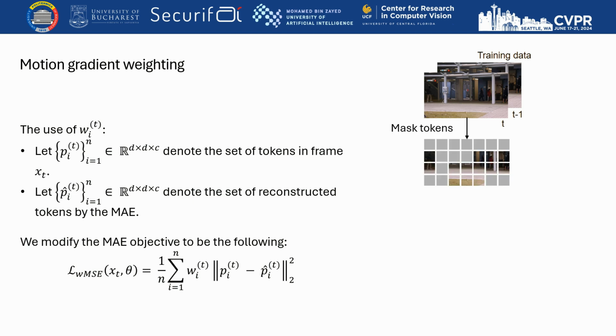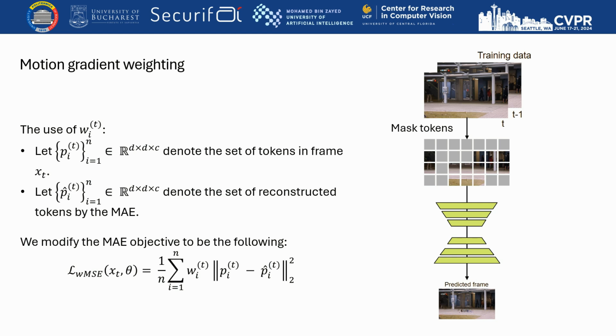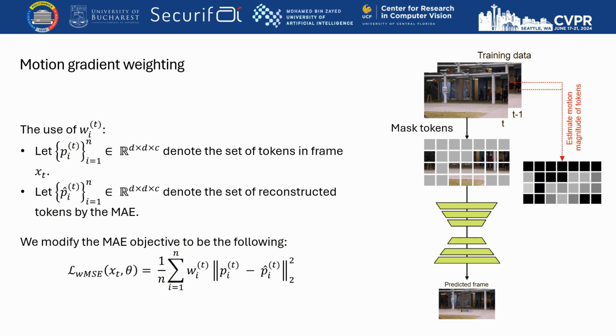The masked image is processed by the masked autoencoder to get a reconstructed frame. We compute the gradient map as described previously, and then we apply the gradient-weighted reconstruction loss between the predicted frame and the ground truth frame.